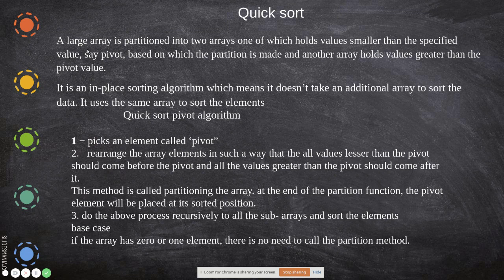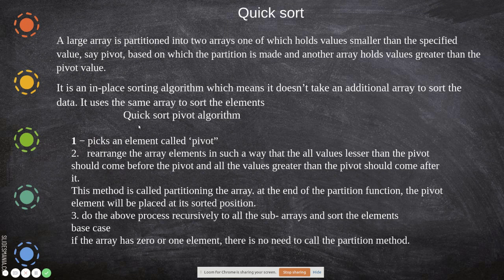So given a large array, you have to partition in such a way that you select a pivot element, and the elements to the left are made to be smaller than the pivot. It will be arranged like that. And to the right, they will be greater than the pivot element. So this is how we arrange, and that we call the pivot value.